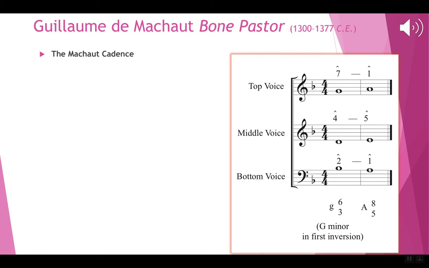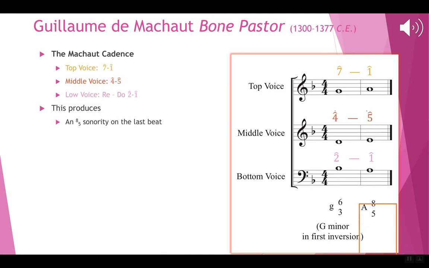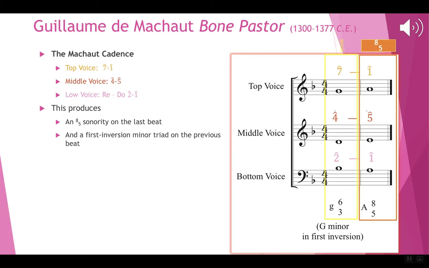You can see the voice leading still works the same. 7-1 in the top voice, 2-1 in the bottom voice, 4-5 in the middle voice. So we're calling this the Machaut cadence just because Machaut is the composer here. Top voice goes 7-1. Lowest voice goes 2-1. Middle voice goes 4-5. This produces an 8-5 sonority on the last beat and a first inversion triad on the previous beat. And this just happens because it's a Phrygian cadence and the key we're in, stuff like that.